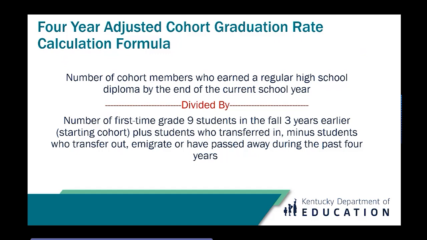The 4-year adjusted cohort graduation rate calculation formula is the number of cohort members who earn a regular high school diploma by the end of the current school year, divided by the number of first-time ninth graders in the fall 3 years earlier who started that cohort, plus students who transferred in, minus students who transferred out, emigrate, or have passed away during those last 4 years. The 5-year adjusted cohort graduation rate is calculated in the same way. The only change is you would be dividing by the number of students from 4 years earlier.